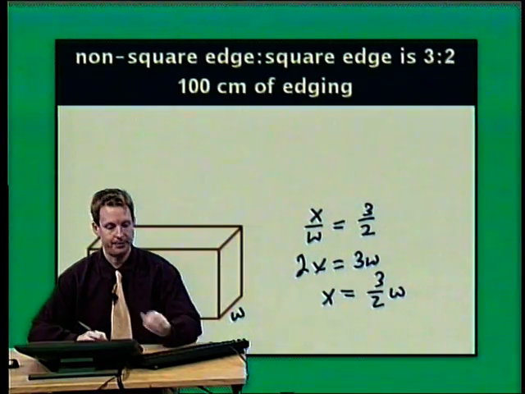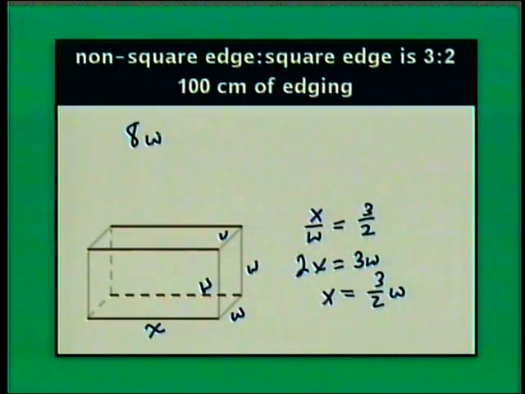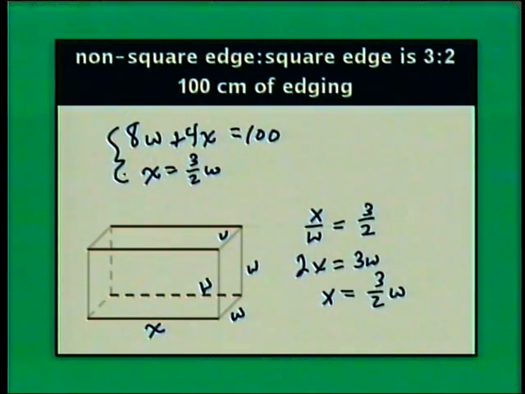So let's look at our picture. Looks to me like altogether we have 4 sides of length w at each end, so that's going to be 8 sides of length w. And we have 4 sides of length x, the 3 that were already visible, and the hidden side at the bottom back. And this sum needs to equal 100. And remember, we already had the equation x equals 3/2 w. We have a system. Let's solve this system.